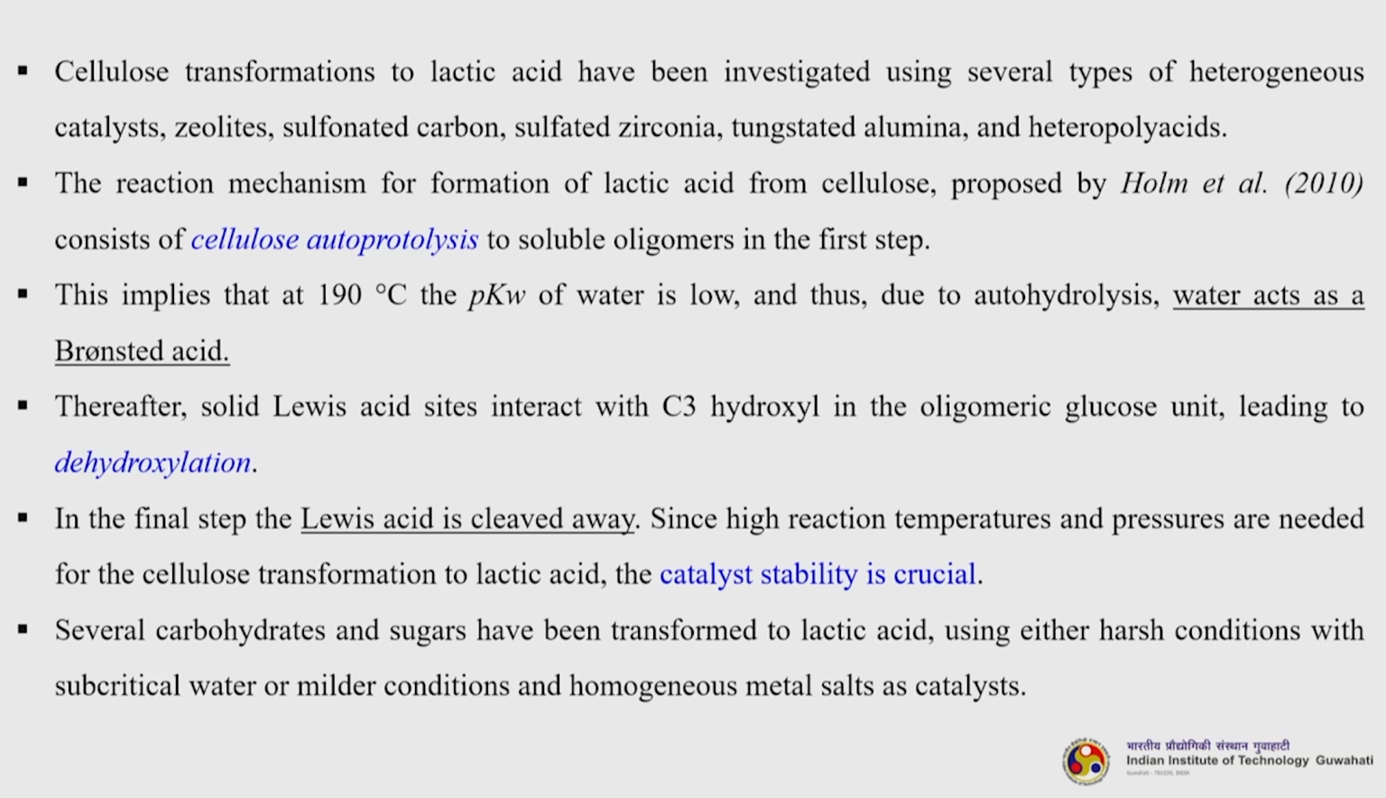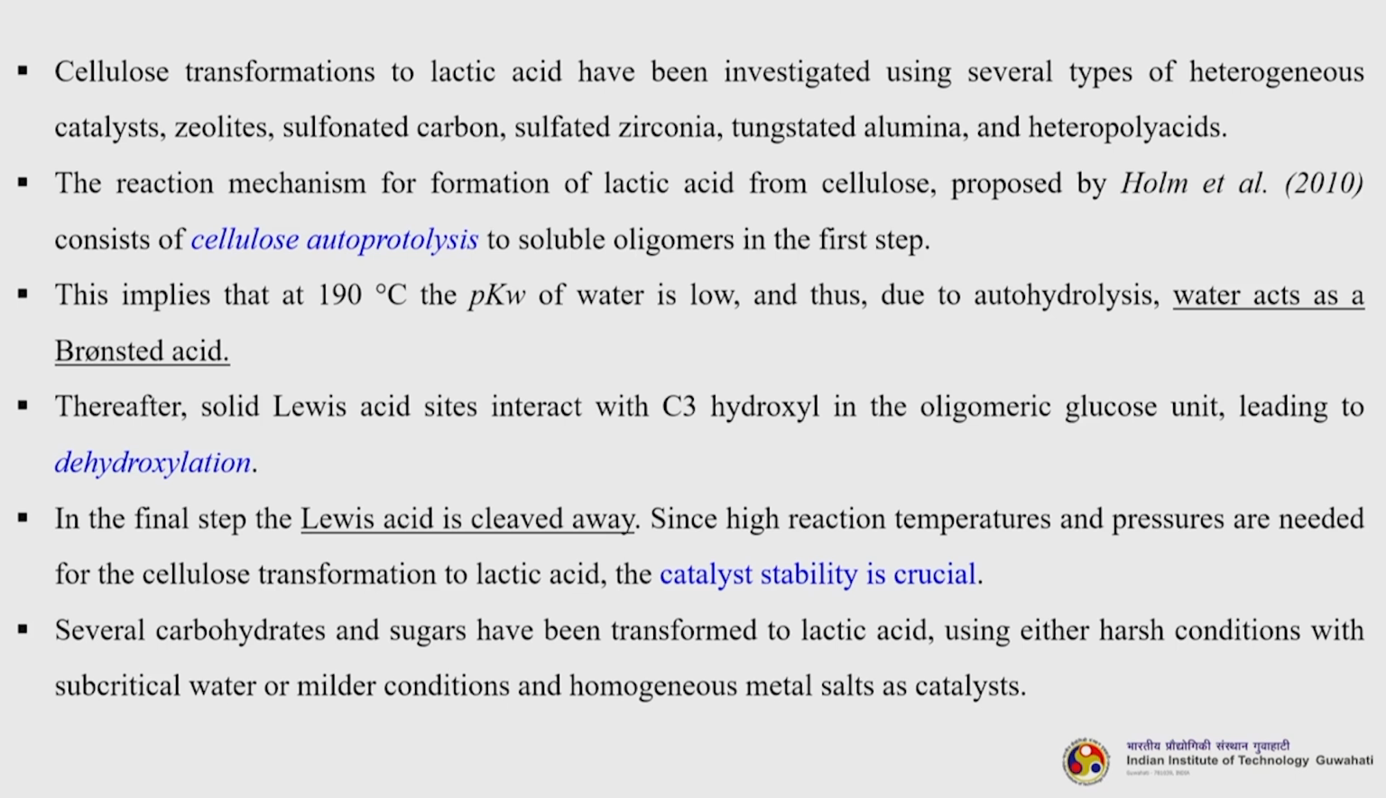The reaction mechanism for formation of lactic acid from cellulose proposed by Holm et al. consists of cellulose autoprotolysis to soluble oligomers in the first step. Now, this implies that at 190 degrees centigrade the pKw of water, the ionization constant of water, is low, and thus due to autohydrolysis water acts as a Bronsted acid. Thereafter, solid Lewis acid sites interact with the C3 hydroxyl in the oligomeric glucose unit, leading to dehydroxylation. In the final step, the Lewis acid is cleaved away.